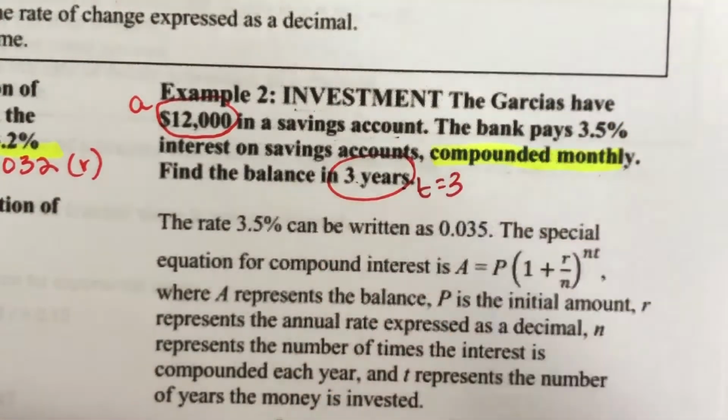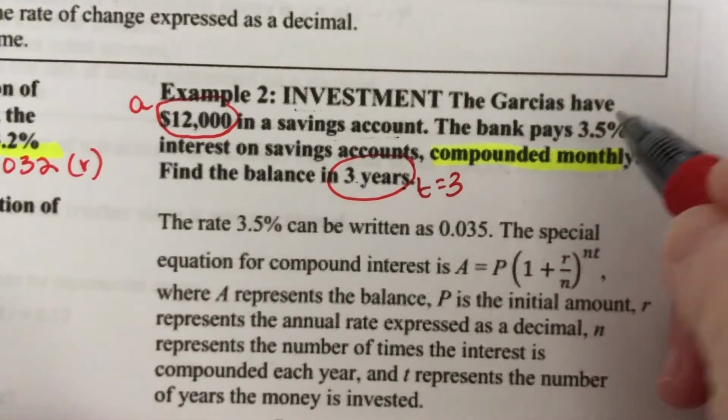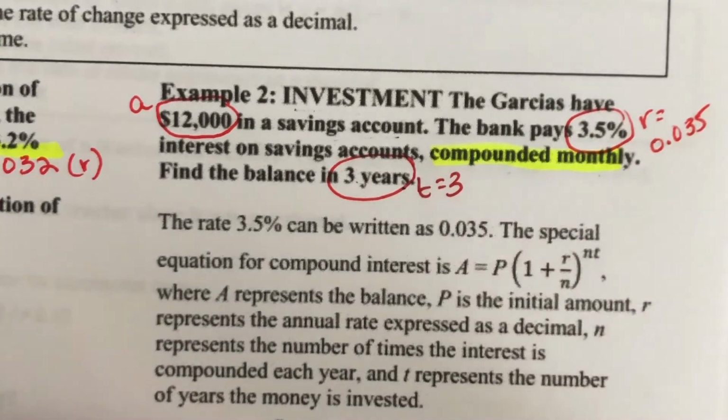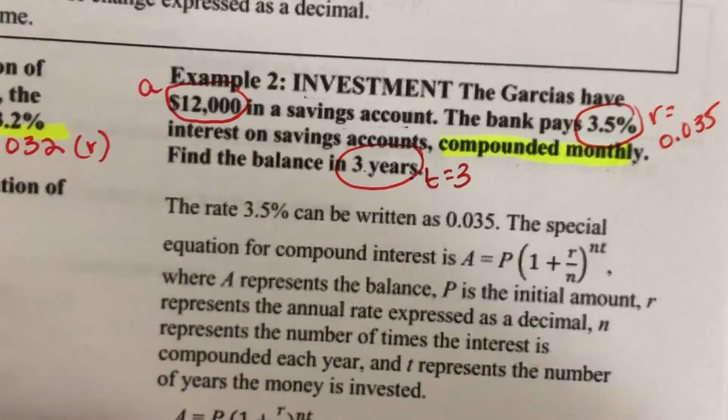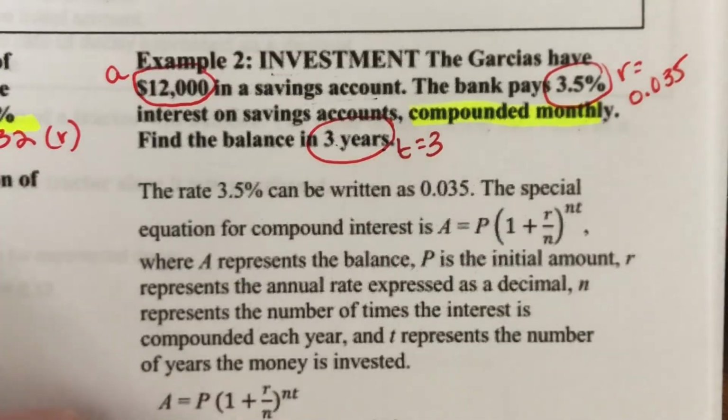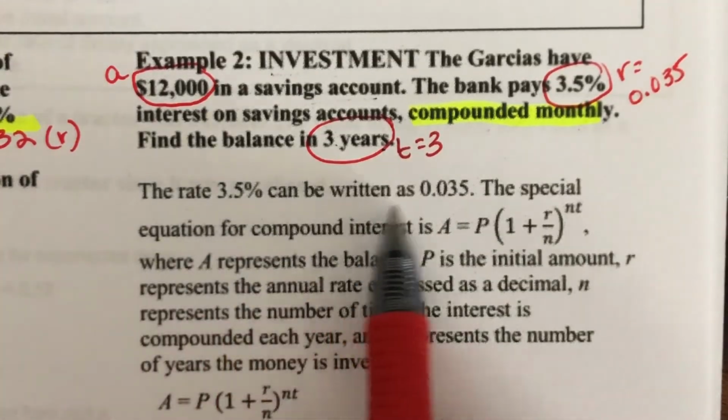T equals 3. Here's our rate, R equals 0.035. You don't see that? Yeah. But then what the heck does compounded monthly mean? How do I account for that, right? The rate, 3.5%, can be written as this.